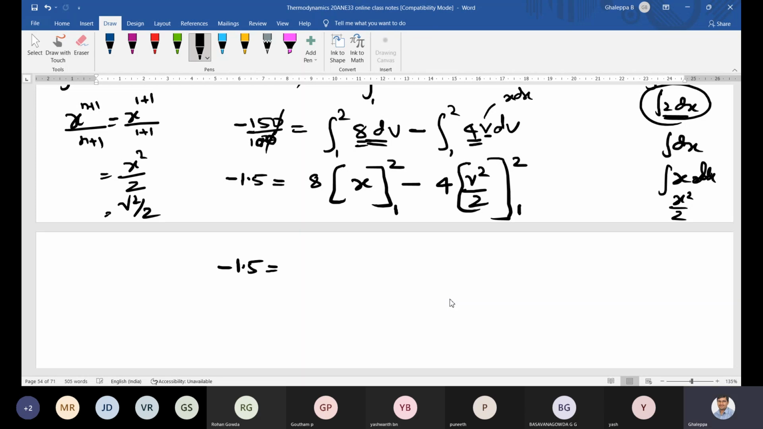And dear students, which limits will you take here? Whether P1 to P2 or V1 to V2? Which limits will you take? Shall I take P1 to P2? Or is writing V1 to V2 right? V1 to V2. Why is V1 to V2 right? Why not P1 to P2?